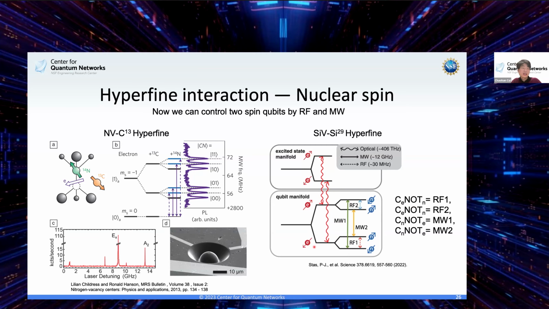Especially in the entanglement generation protocol I mentioned, you can emit the photon, let the photon entangle with your electron spin. Now you can move the electron spin state to the nuclear spin, then you can have the nuclear spin state entangled with your flying qubits. And the nuclear spin has a longer coherence time, and that's a win-win.